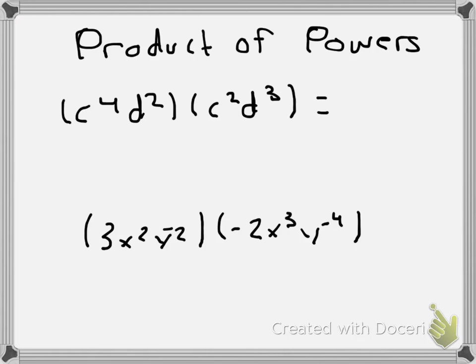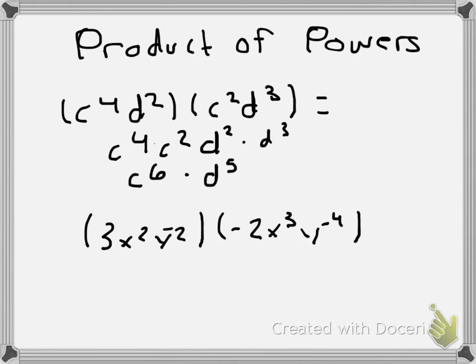For product of powers, for the first one, you would just write it as C^4, C^2, D^2 times D^3. And you would add C^4 and C^2 to give you C^6, then you would add D^2 to D^3 and it'll give you D^5.